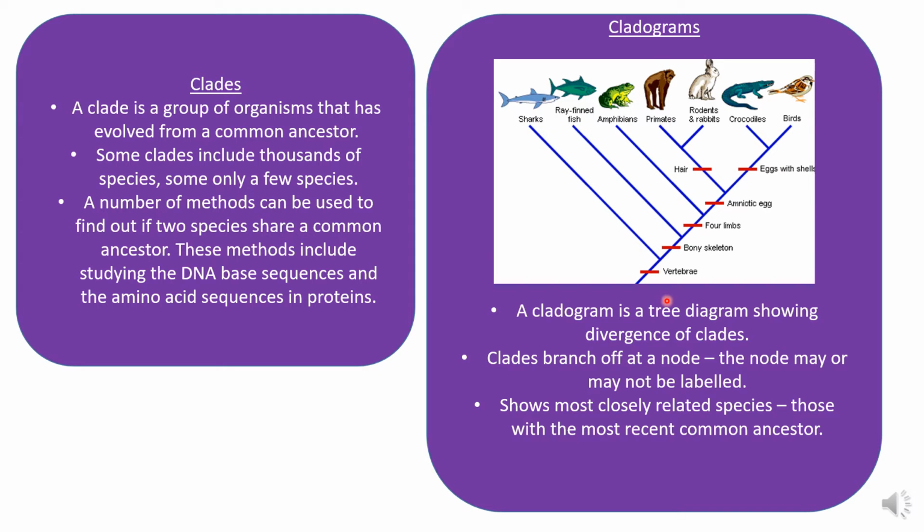Now it shows the most closely related species, which are the ones with the most recent common ancestor. Now here, birds and crocodiles have the most recent common ancestor because it's just here. So these are the most recent common ancestors. This one is the most distant common ancestor. So the birds and the sharks are the least closely related. The crocodile and the birds are the most closely related here.